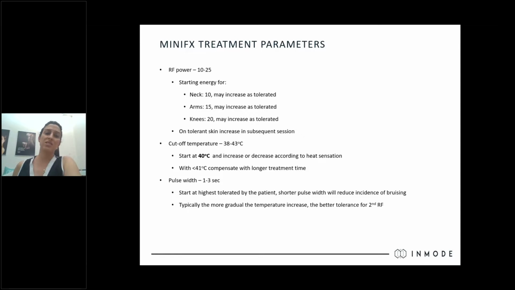And this is for the mini effects. For mini effects, we divide it in more specific ways: neck, arms, and knees. Neck should use slightly lower parameters, arms slightly higher, and on the knees, which are more resistant, you can use slightly higher energy settings. The cutoff temperature should always be set at around 40 to 42, okay? And pulse width, again, around 2 to 3 is tolerable with the mini effects.